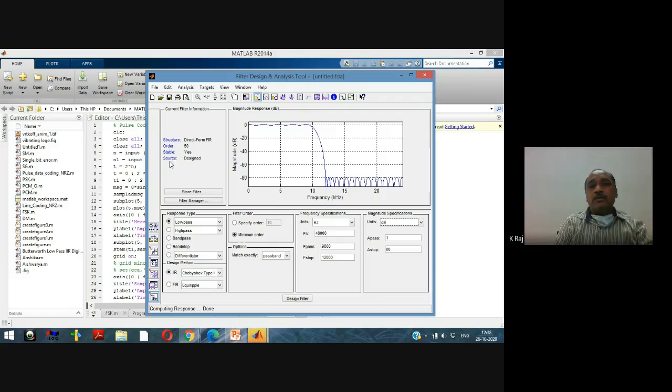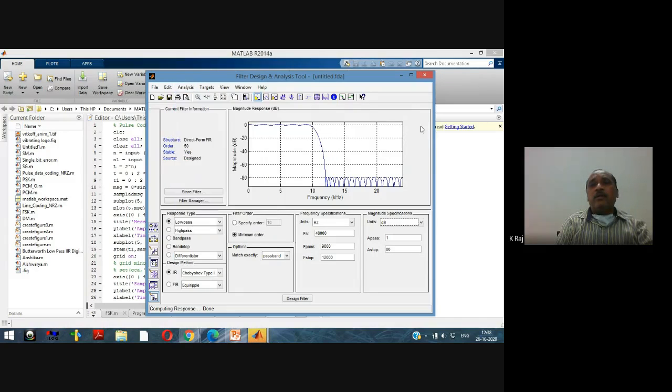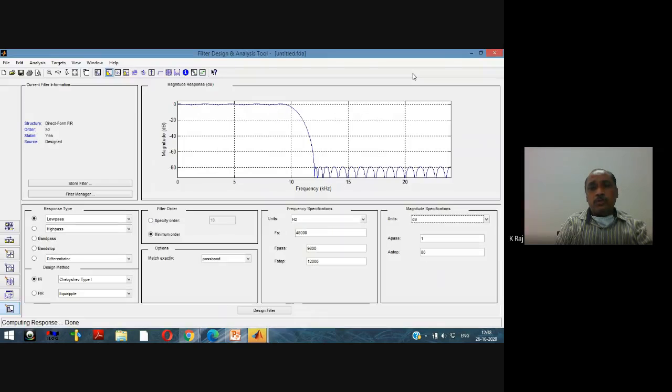It is stable, yes. The filter is designed here, and during the analysis, we have to analyze these parameters: the magnitude response, phase response, magnitude and phase, group delay, phase delay, impulse response, step response, pole zero plot, filter coefficients, and filter information, that is, the given order, etc. Here the magnitude response estimate and round-off noise power spectrum are related to the quantization effect. So these are the different procedures which have to be used for the purpose of designing.